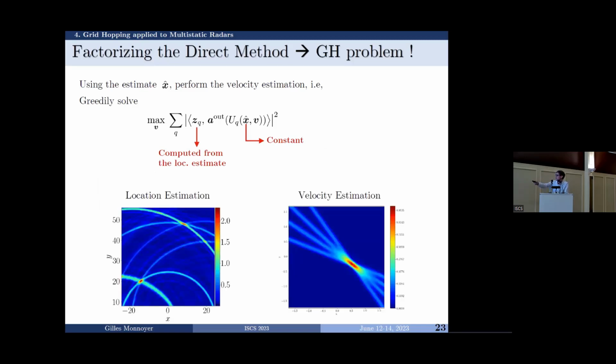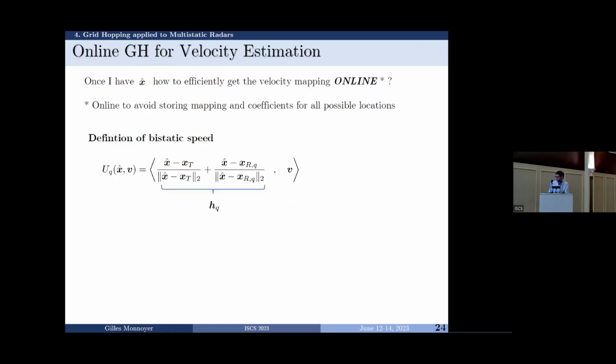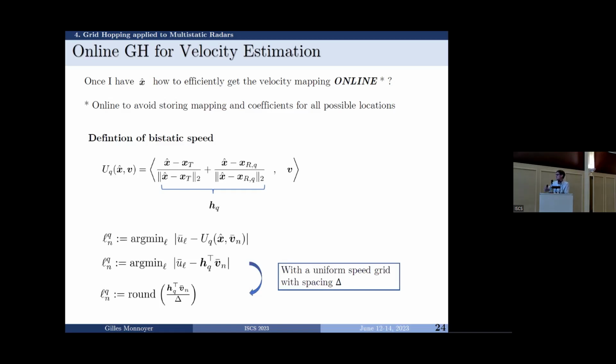Here's an example: the correlation function obtained with grid hopping, first for the location, then we extract the signal corresponding to this location, and then we perform the correlation for the velocity. But the problem in this situation is that the lookup table for the velocity can no longer be computed offline. You need to compute it online, since it depends on the value of the estimate X you got, because the link between V and U depends on X. Fortunately, due to the linearity of the link between V and U, this can be done quickly in some cases if you have a uniform grid and use a very simple interpolation pattern.